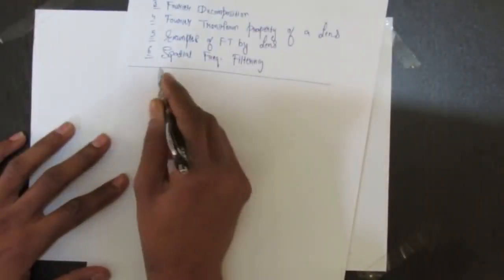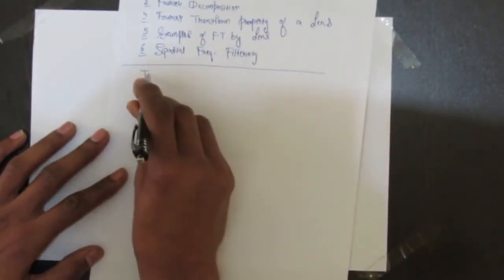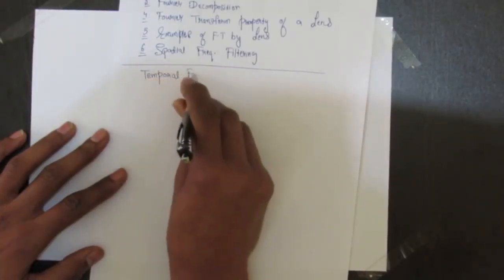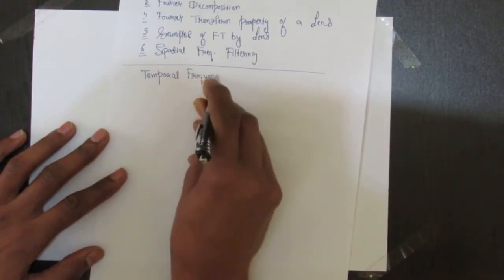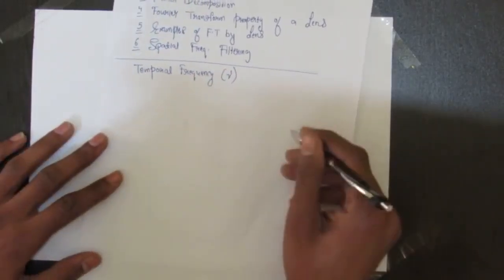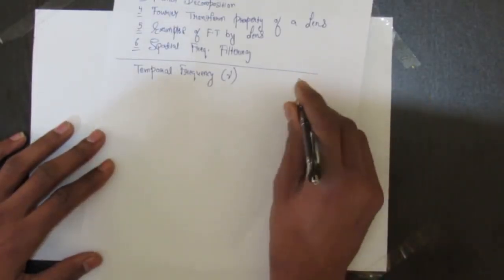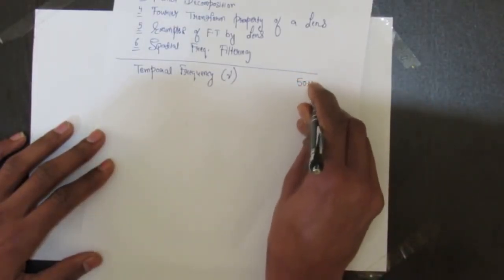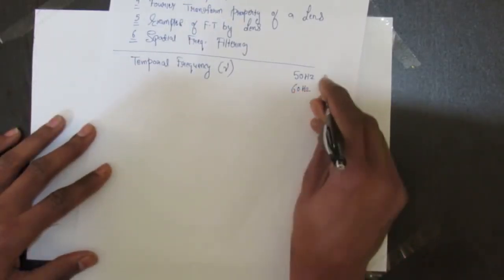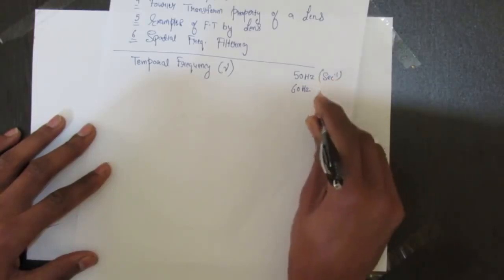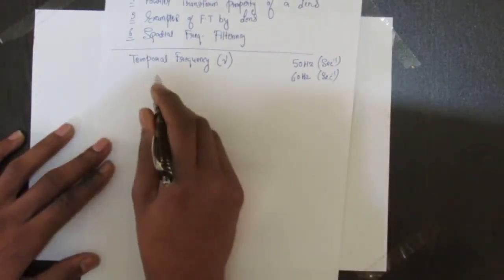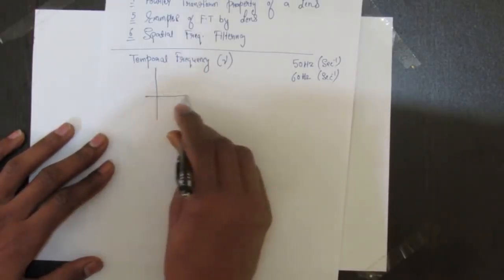Now everybody, all of us are familiar with the concept of temporal frequency. We have studied it since high school. We generally denote this temporal frequency by the symbol nu. Everybody has heard about signals having 50 hertz frequency, 60 hertz frequency, or second inverse, you can write 1 hertz. So these are all temporal signals.